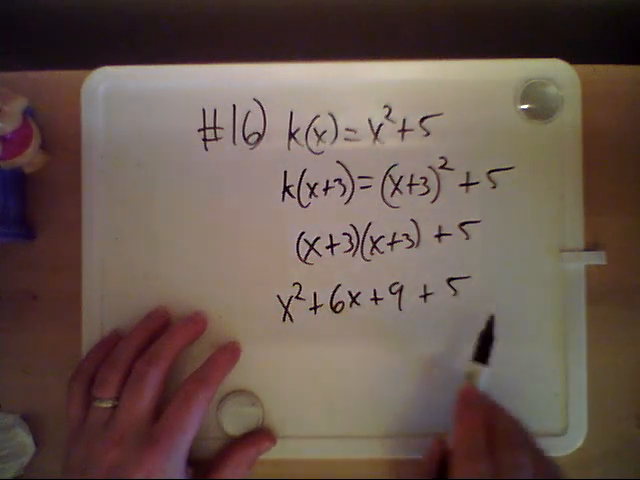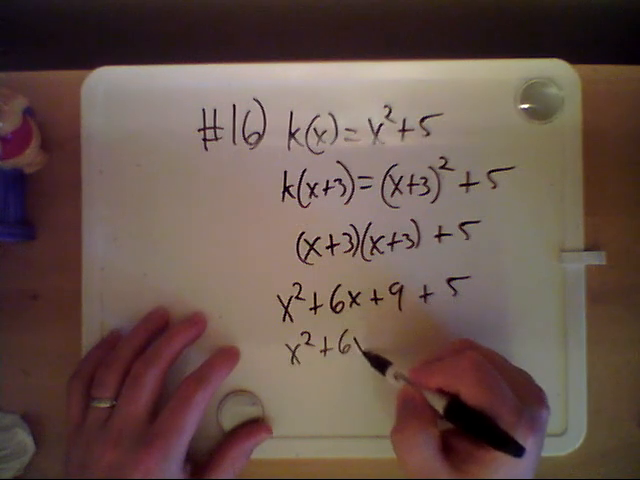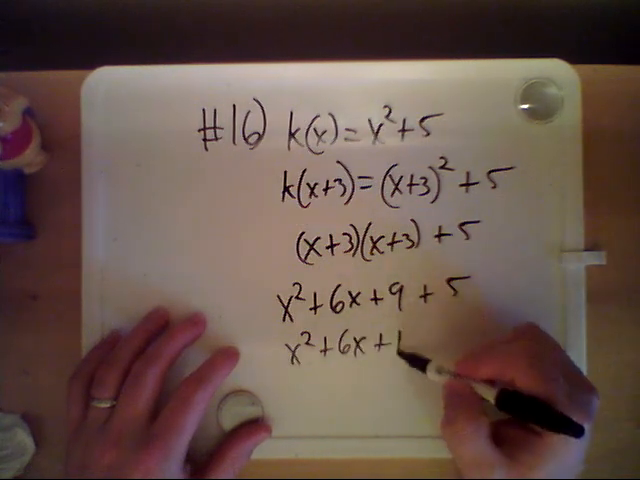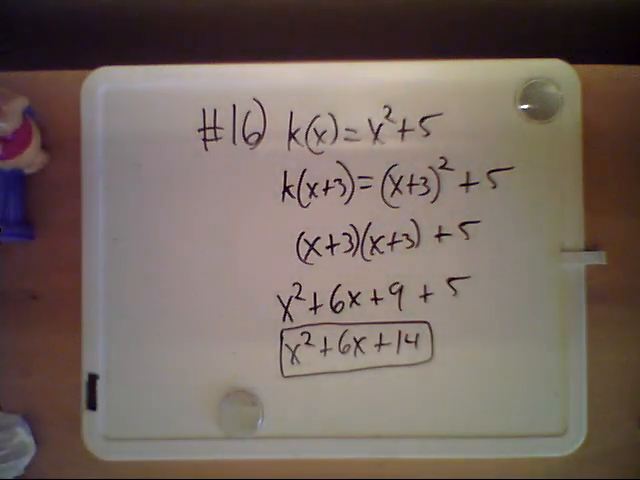The only thing that can be combined is 9 and the 5. So we have x squared plus 6x plus 9 plus 5 is 14. And we're done. Hope that went well for you. See you next time.